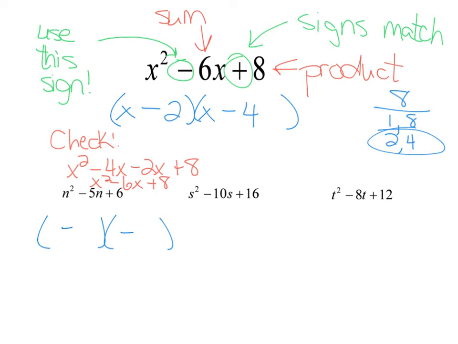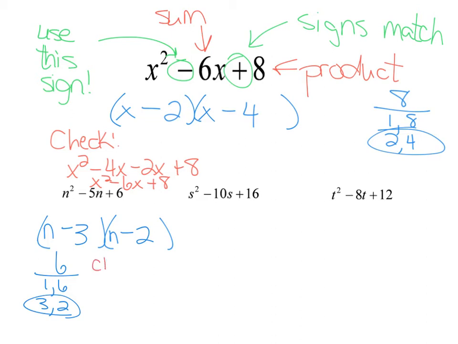How do I factor n squared? The only way to factor that is n and n. I need factors of 6, because remember the last term's a product, so I need factors of 6 that add up to 5. So I list my factors of 6. What do I get? I have 1 and 6. I have 3 and 2. 3 and 2 will add to 5. So I put those in my parentheses.